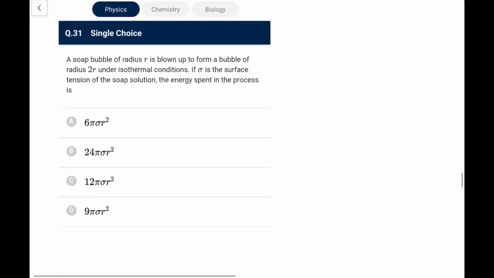Next, 31st. A soap bubble of radius r is blown up to form a bubble of radius 2r under isothermal conditions. If sigma is the surface tension of the soap solution, the energy spent in the process will be. So what will we see first? What is the initial area? Because it is a soap bubble, I'll take the double. So it was 8 pi r square into S. So this was area. So effective area.